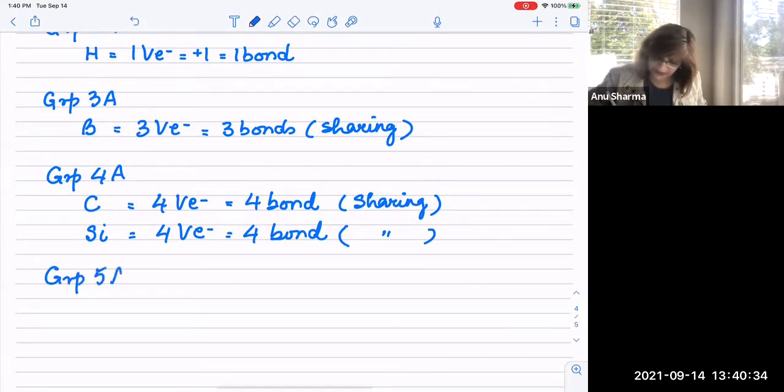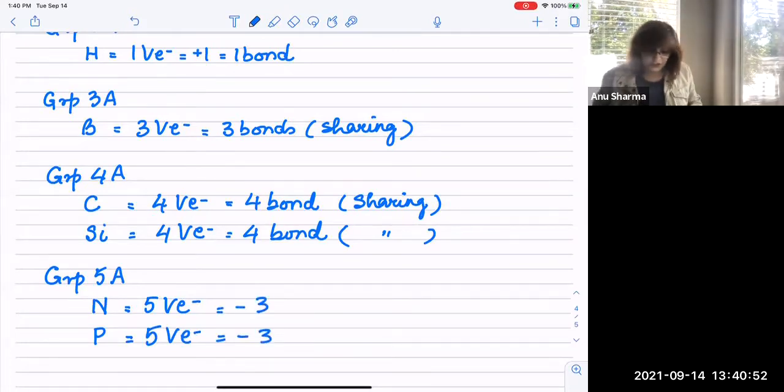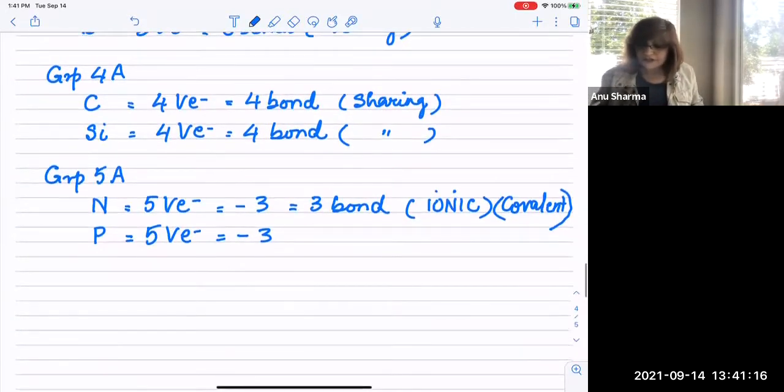Group 5A. Now, which ones are in group 5A? Nitrogen and phosphorus. Nitrogen has 5 valence electrons, phosphorus also has 5 valence electrons. Nitrogen will form -3 charge. Phosphorus can also form -3 charge. But nitrogen can also form bonds by sharing. It can form -3 charge, meaning it can form 3 bonds. And these 3 bonds can be ionic bonds, depending if it's combining with metals, or it can form covalent bonds if it is bonding with a non-metal.